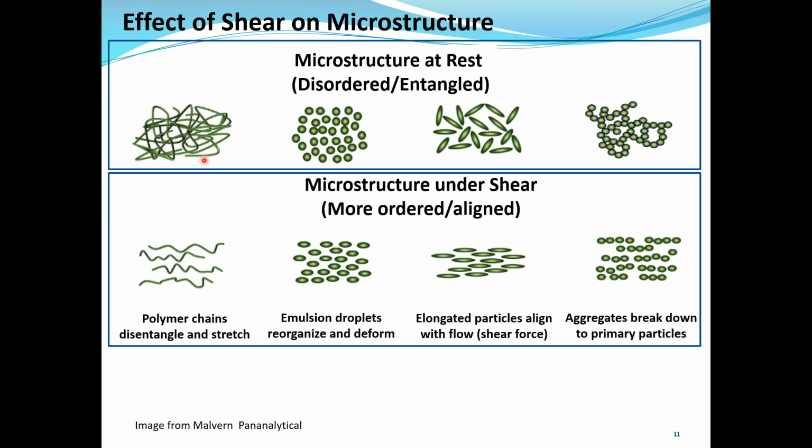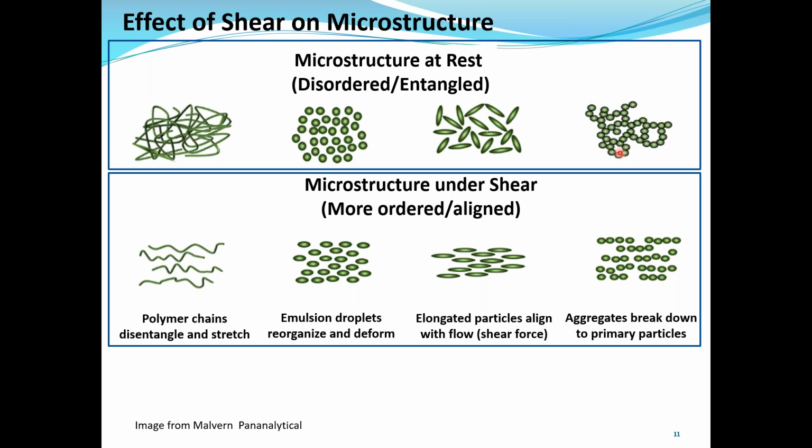So let's focus even more closely here on the effect of shear on microstructure. We have 4 models here. At rest, samples of material may be an entangled mesh. It may have some droplets, like emulsion droplets, oil droplets, elongated particles such as needles or rods, and some materials may cluster as aggregates.